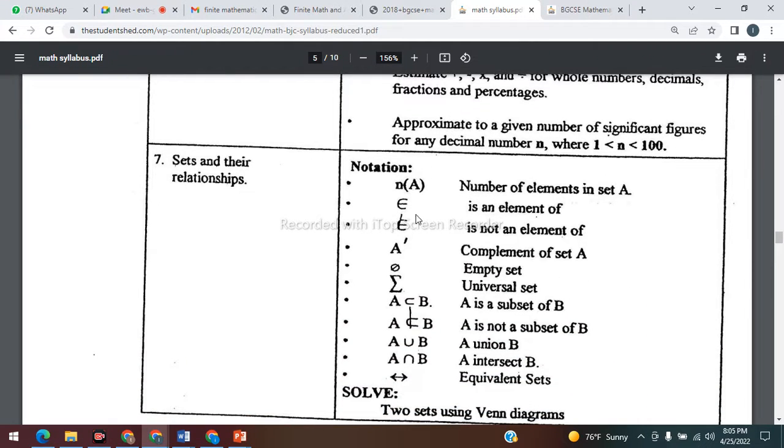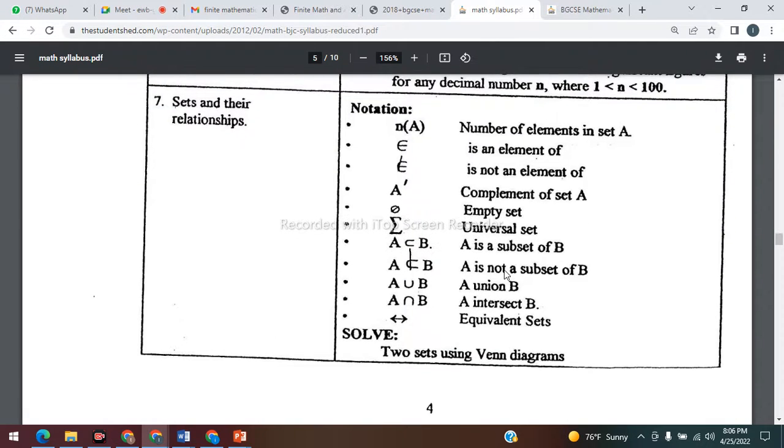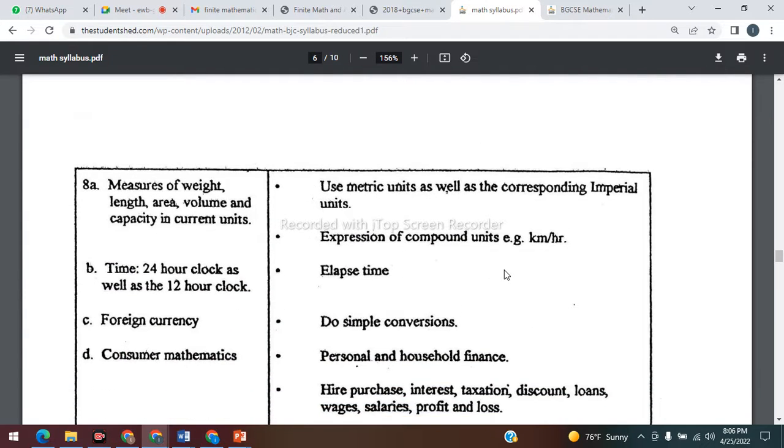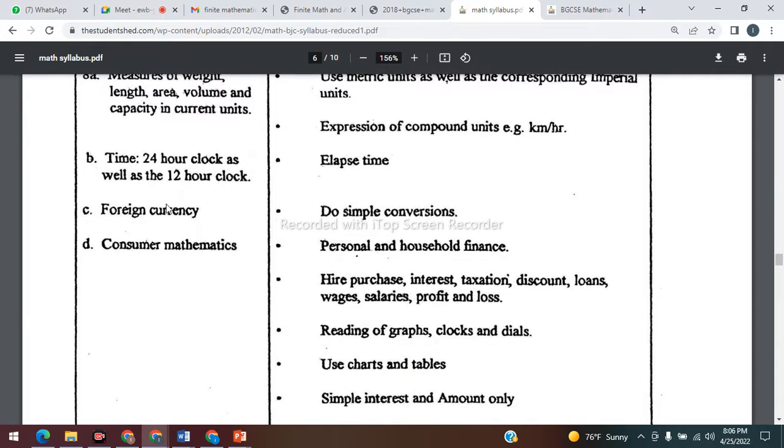Everybody should know sets. If you don't know sets by now, I'll get your lunch. Then solving only 2 sets using a Venn diagram. So you never have to do 3 sets for BGCSE. Oh, that's good. Measures of weight, length, and area. So finding the weight, finding the area, finding the volume. Using the 24-hour clock, foreign currency, do simple conversions.